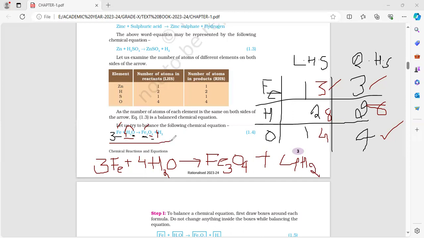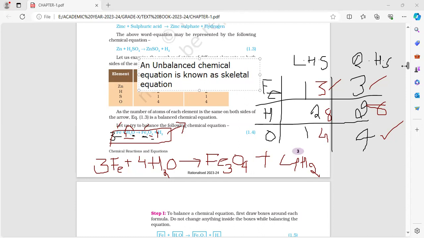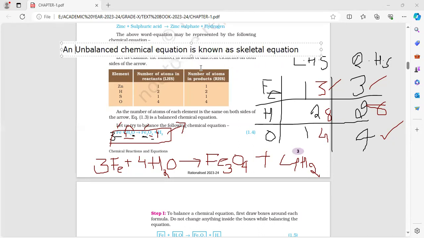Now, if you observe, was it balanced previously? No, it was not balanced. Very important: any unbalanced chemical equation is known as a skeletal equation. Understood? An unbalanced chemical equation is known as a skeletal equation. So we need to balance the skeletal equation, and when you balance it, it is called a balanced chemical equation. This is how we should balance it.